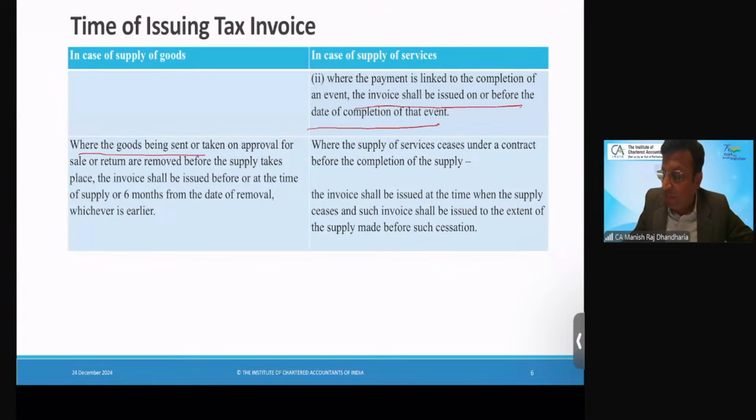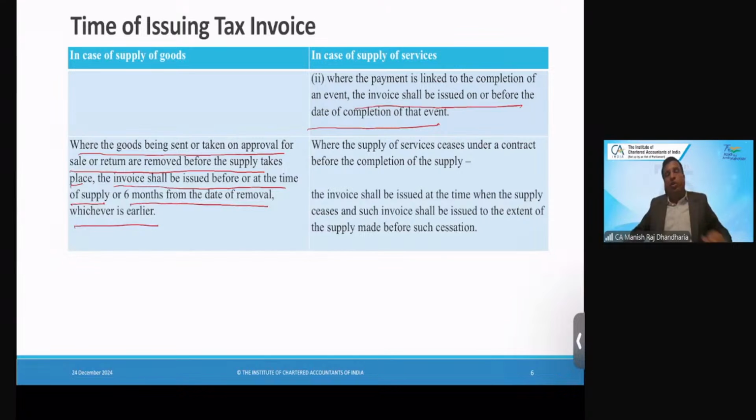Where the goods being sent or taken on approval for sale or return are removed before the supply takes place. भाई पहले सप्लाई नहीं हुआ। इन जीएसटी लॉ सप्लाई का मतलब एकदम सिंपल, अभी आप समझो सेल, पर सेल नहीं हुआ, खाली गुड्स मूव हुआ अभी। The invoice shall be issued before or at the time of supply or 6 months from the date of removal, whichever is earlier. जो भी अर्लियर होगा उसमें हम लोग को इनवॉइस इशू करना है। I hope this point is clear. मतलब मैक्सिमम 6 महीने के अंदर तो इनवॉइस इशू करना ही होगा। Okay, you read this point once.